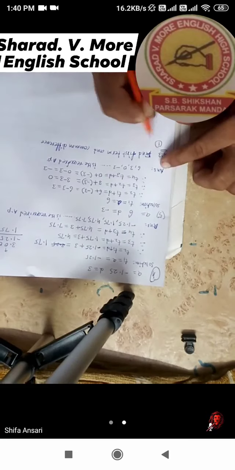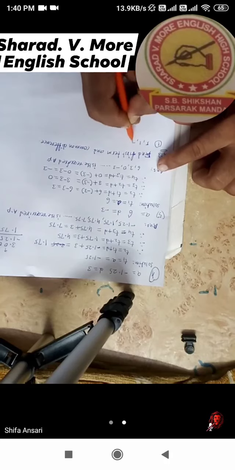Question number 3. Find first term and common difference. Full stop. Now under that, first question is first one, 5 comma 1 comma -3 comma -7 comma and so on. It's clear now? So yes, its solution.